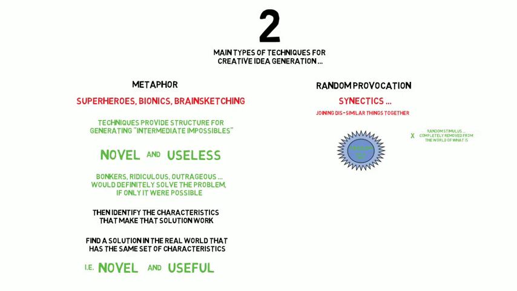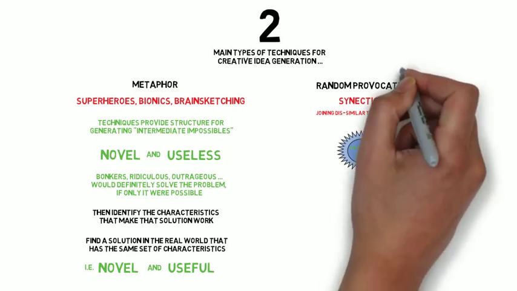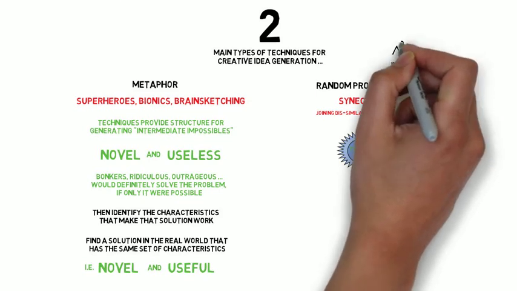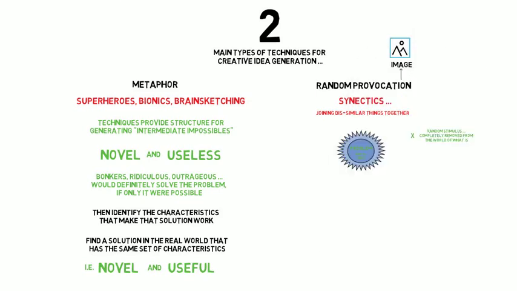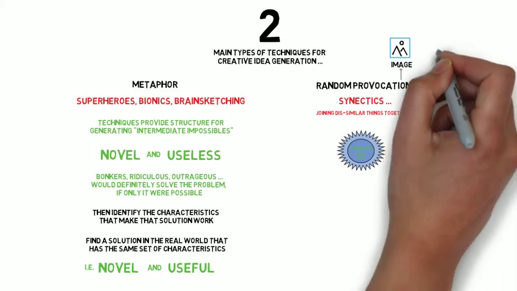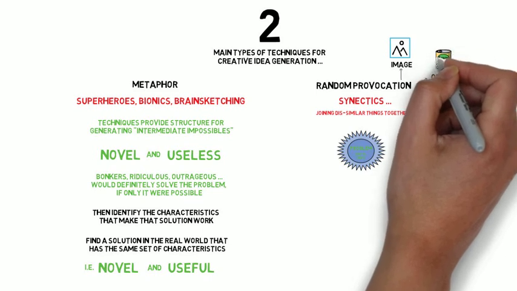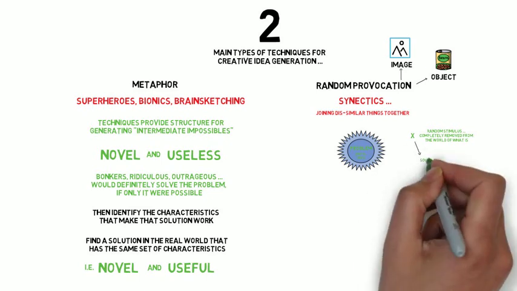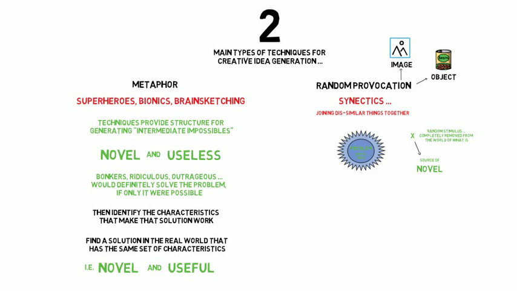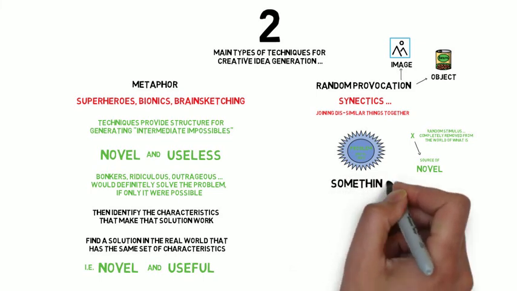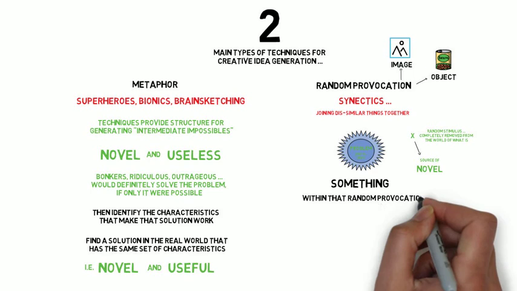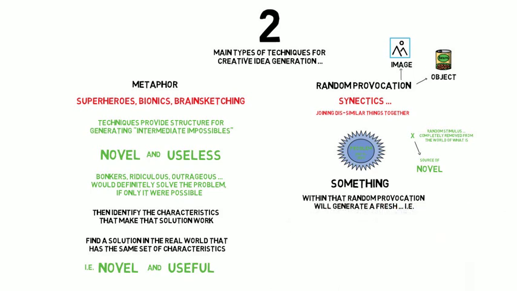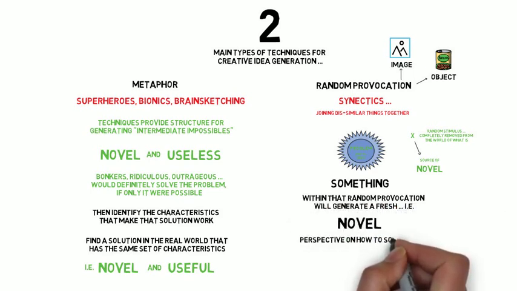And typically that random thing can either be an image, a picture of anything whatsoever that is unrelated to the organisational context, or some completely random object. And here we've got a tin of beans, for example, completely unrelated to the company, unless of course they're manufacturers of baked beans. And let's assume that's not the case. Now, the idea here is that random provocation, that random thing, provides the source of novelty. There will be something within that random provocation that will generate a completely fresh, i.e. novel perspective on how to solve the problem in the real world.